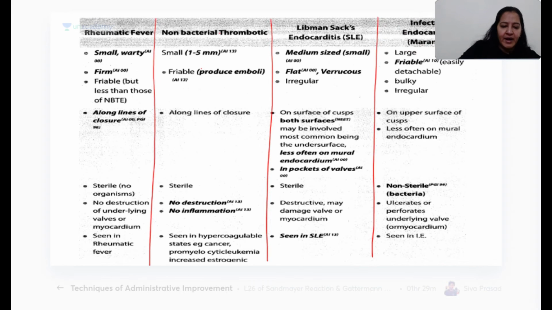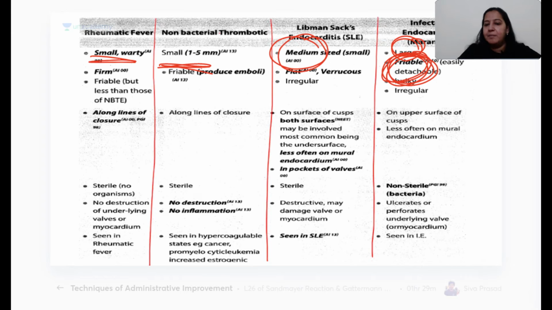The last one, infective endocarditis. Now compare it with the rest of the 3. In rheumatic, the vegetations were small. In NBT, the vegetations were small. In Libman-Sacks, it is medium, but in infective, it is large. Most friable is this one. The rest 3 are not very much friable, but this one is friable.